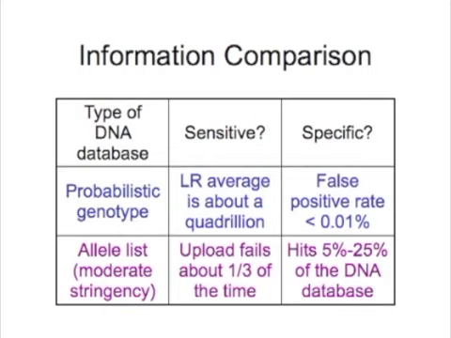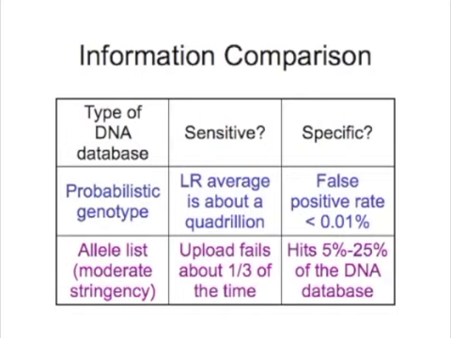We did an information comparison. You can see the talk. It's on our website if you're interested. We asked for the different types of databases, information preserving like TrueAllele or allele lists like CODIS, is it sensitive? Well, the average match statistic is around 15 zeros. And with CODIS, of the half of the mixtures you can even begin to upload, you can't upload them a third of the time. And is it specific? Are you making mistakes with false hits?